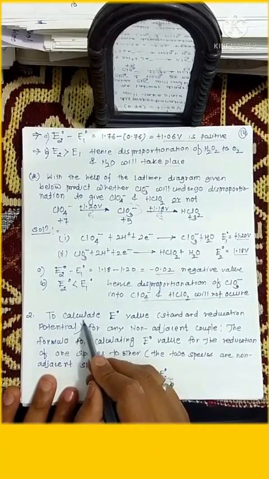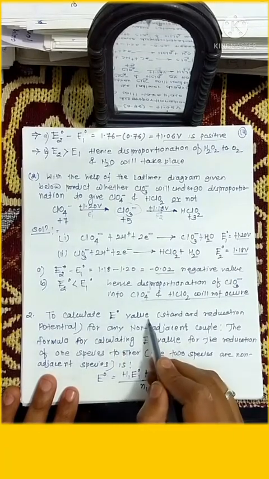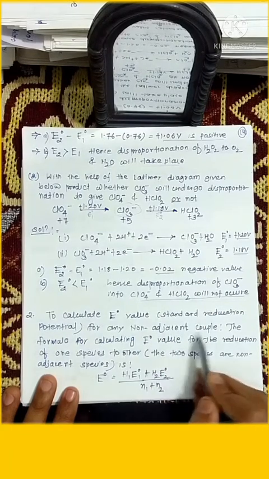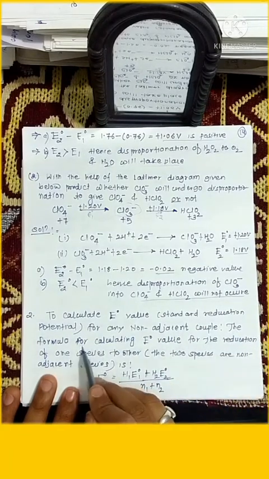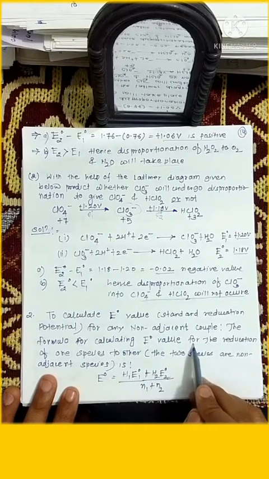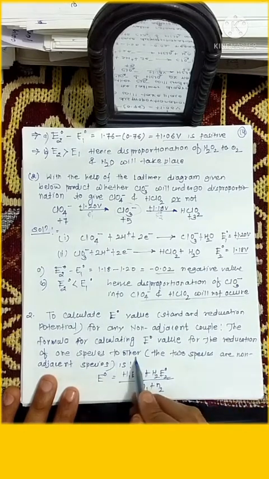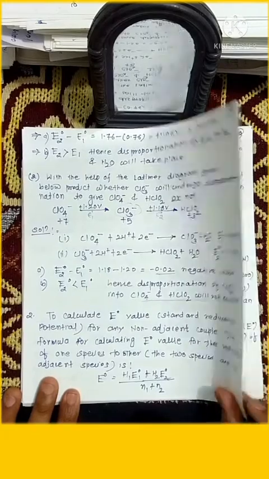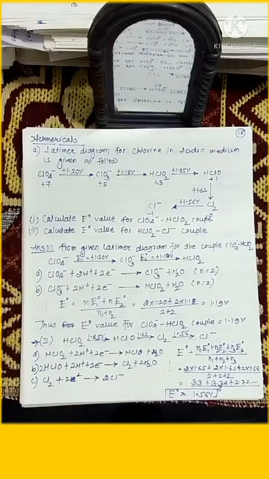The Latimer diagram also helps to calculate E0 value, that is the standard reduction potential, for any non-adjacent couple. The formula for calculating E0 value for the reduction of one species to another is E0 is equal to N1E10 plus N2E20 divided by N1 plus N2.